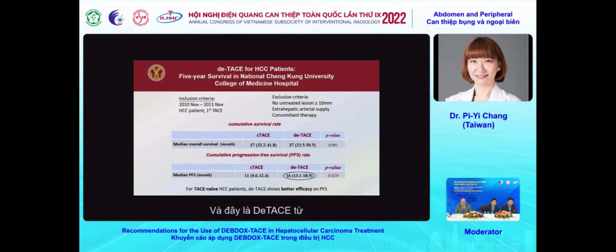And this is the data from National Cheng Kung University College of Medicine Hospital. They have the inclusion criteria for patients who did DEBDOX-TACE for the first time. You can see that the cumulative survival rate is almost the same for both CTACE and DEBDOX-TACE. But for cumulative progression-free survival rate, DEBDOX-TACE is longer than CTACE for more than 5 months. So for TACE-naive HCC patients, DTACE shows better efficacy for survival rate.